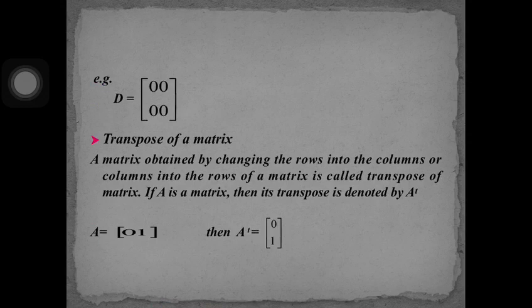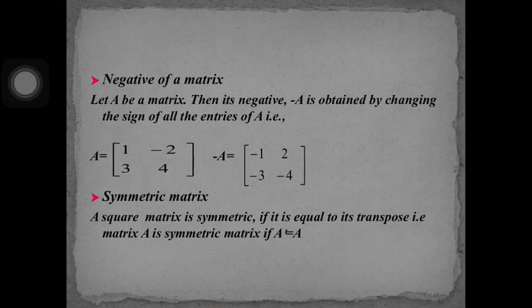Next, transpose of a matrix. A matrix obtained by changing the rows into columns and columns into rows of the matrix is called the transpose matrix. If A is the matrix, then its transpose is denoted by A transpose, A superscript T. If A is equal to 0 and 1, one row and two columns, it is changed into one column, two rows.